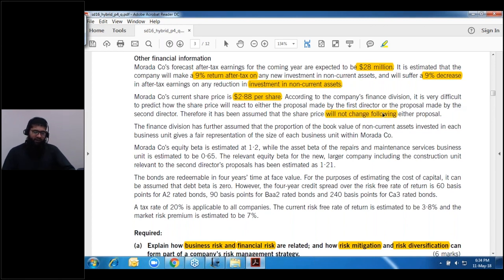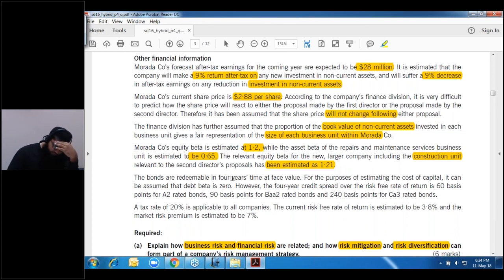Now, it says the finance division has further assumed that the proportion of the book value of non-current assets invested in each business unit gives a fair representation of the size of each business unit within Morada. The equity beta of the company is estimated to be 1.2, while the asset beta of the repair and maintenance service business is estimated to be 0.65. It says the relevant equity beta for the new larger company, including the construction unit, relevant to the second director, has been estimated as 1.21.